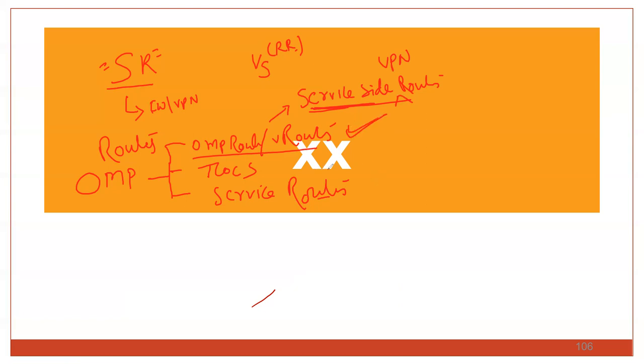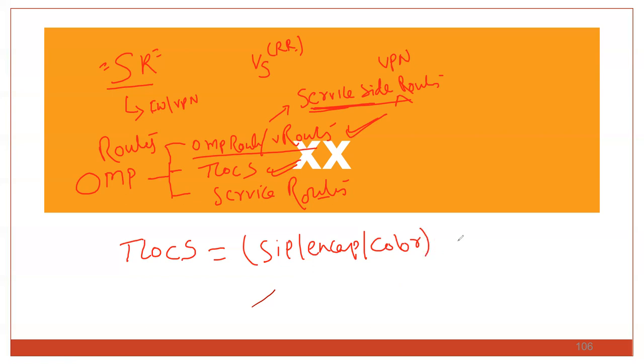And TLOC is the second routing information that OMP also carries. In this TLOC there are three components it carries: the system IP, encapsulation, and the color. And the color depends on what type of transport we are using, maybe the internet or MPLS. So depending on the color, we can define it here, maybe gold or green, whatever.